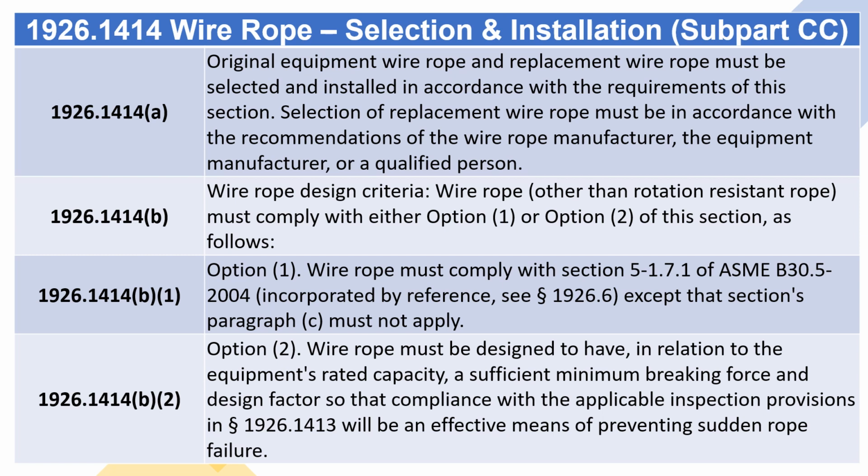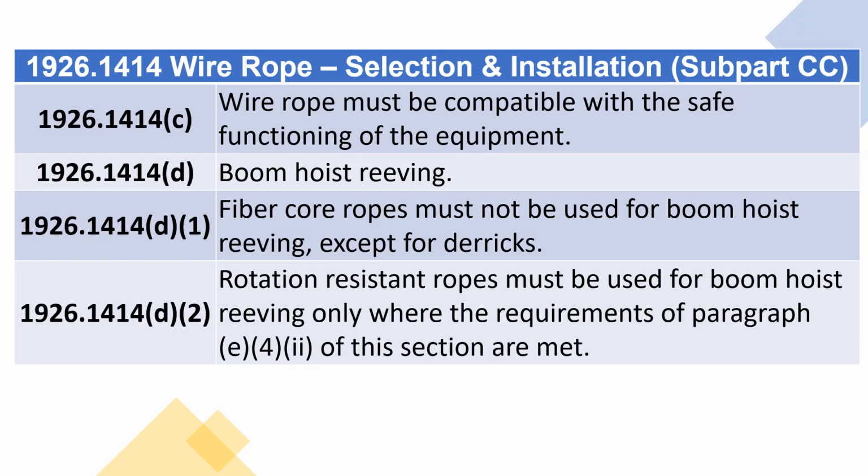Option 2. Wire rope must be designed to have, in relation to the equipment's rated capacity, a sufficient minimum breaking force and design factor so that compliance with the applicable inspection provisions in Section 1926.1413 will be an effective means of preventing sudden rope failure. 1926.1414(c) Wire rope must be compatible with the safe functioning of the equipment.